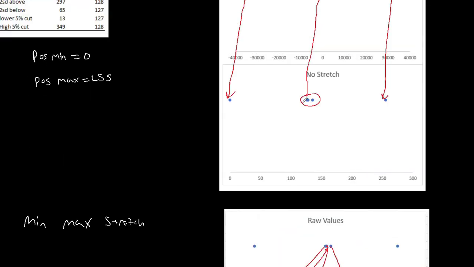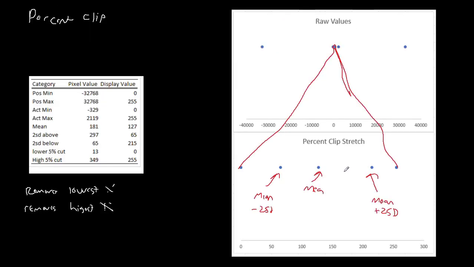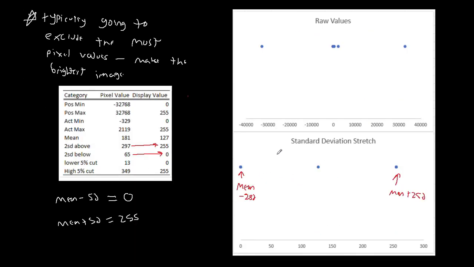So let's just quickly go back and see how those values have moved. Right, so in this no stretch option, the mean plus 2 standard deviations and the mean minus 2 standard deviations were somewhere in this little cluster. We couldn't even differentiate them. In this example, the mean minus 2 standard deviations was right here. The mean plus 2 standard deviations was right here. We can see them, but they're still really close together relative to the rest of the data. In percent clip, now we've really started to tease them apart. And in standard deviation, now they define the ends of the display values.